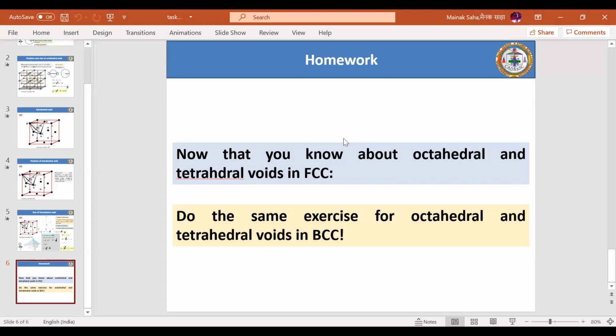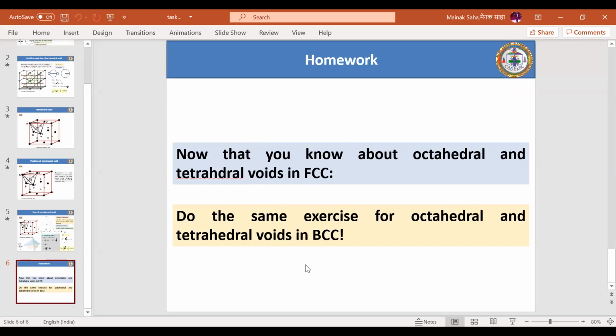Now that you know about octahedral and tetrahedral voids in FCC, you know about both these voids. Can you do the same exercise for BCC? It's very hard, I know. You can try it at home. If not, you can post it. First you give a try.